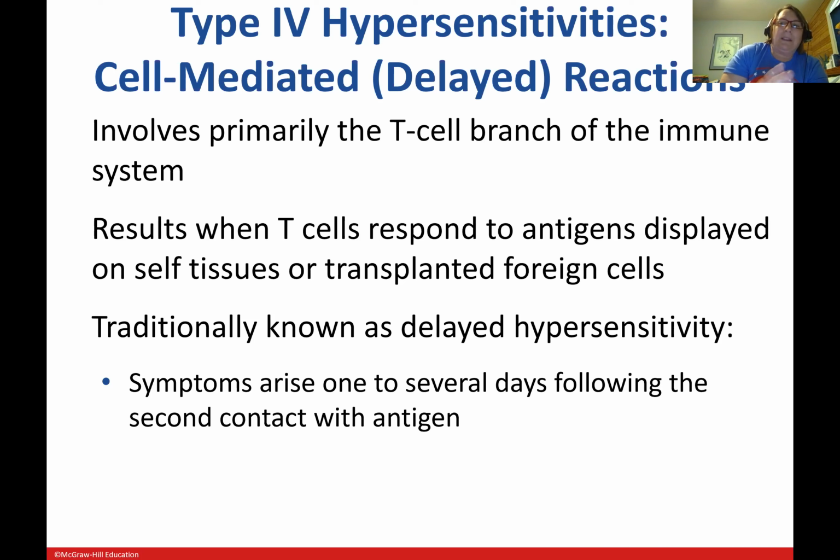So in fact, the immune system is doing the correct thing, but it's not what we want it to do, because obviously this is a medical procedure and we don't want the immune system to attack the graft. Traditionally, this is known as a delayed hypersensitivity, and typically symptoms arise between 1 and several days following that second contact with the antigen, or in the case of a graft, it's kind of a continuous sensitivity or a continuous interaction.